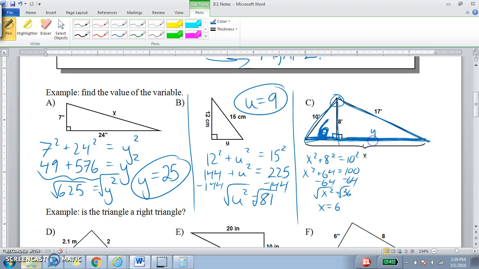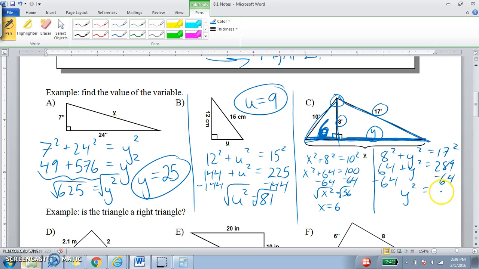And then this piece, we'll call it y for right now. So we're going to set up 8 squared plus y squared equals 17 squared. So I have to subtract these numbers. 289 minus 64, I end up with, let's see, 225. Square root that, and I get 15. So if this piece is 15, this piece was 6. If I add it together to get v, v would equal 21.